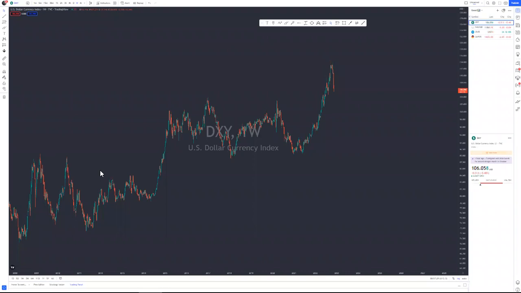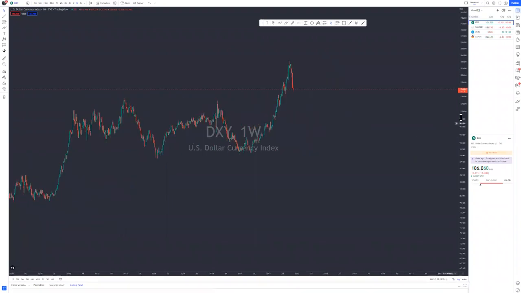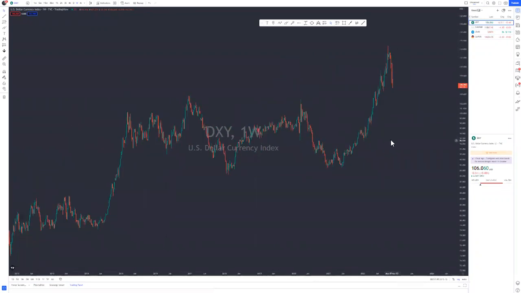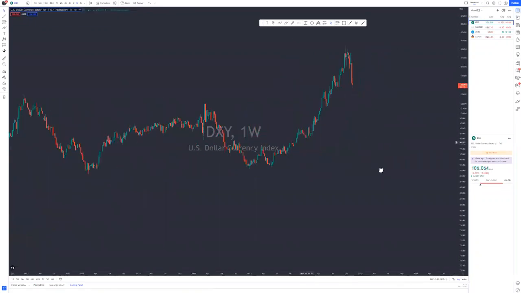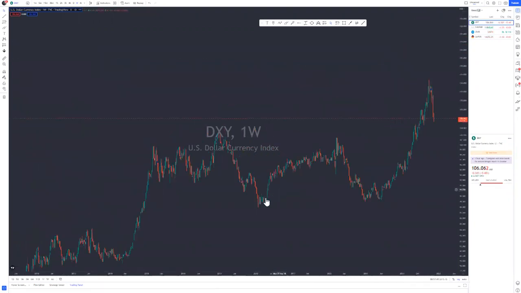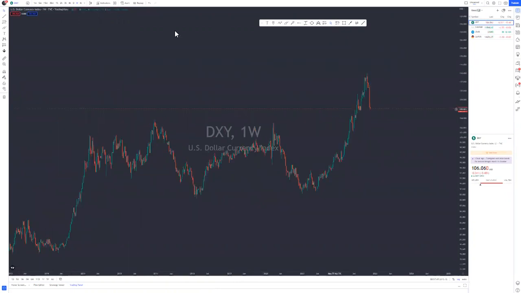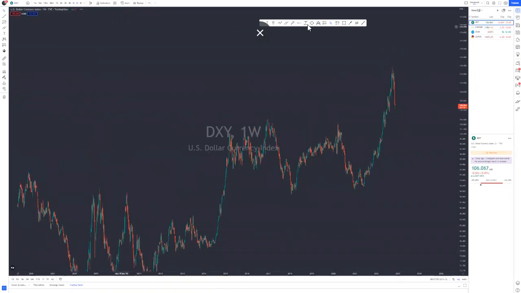Yeah, we're going to start first by looking at DXY, right? So I'm on the weekly time frame on DXY, guys. I'll just zoom in on the structure so that I can see. So I'm on the weekly time frame, right? My main focus will be what's happening now, not what happened previously.